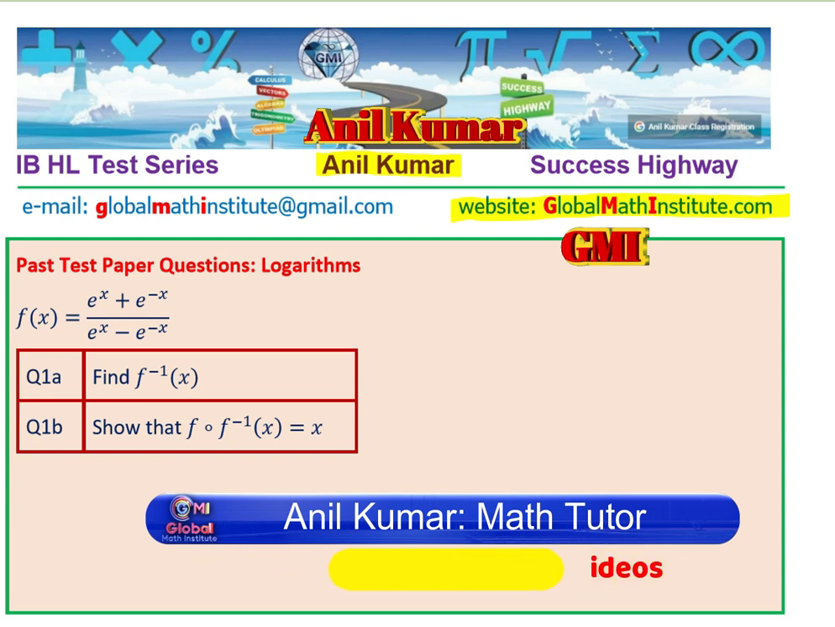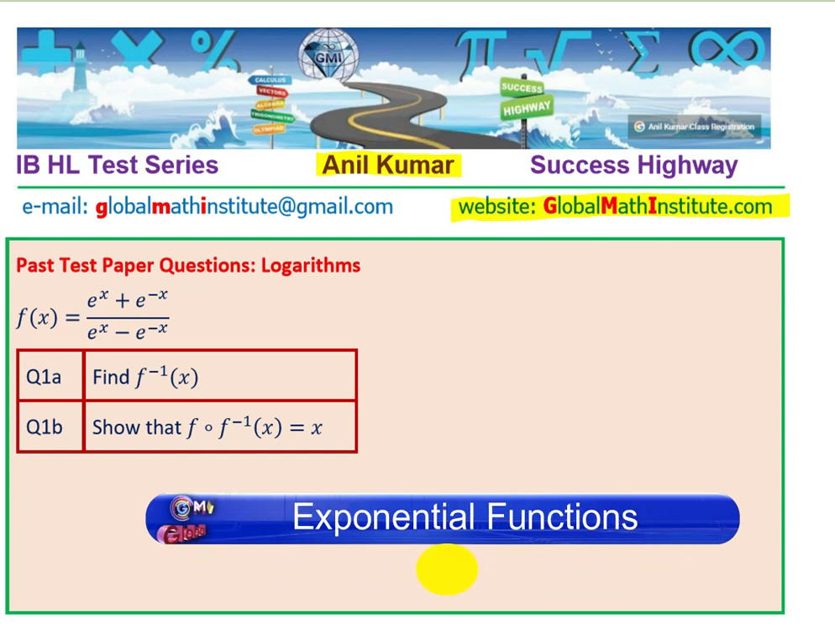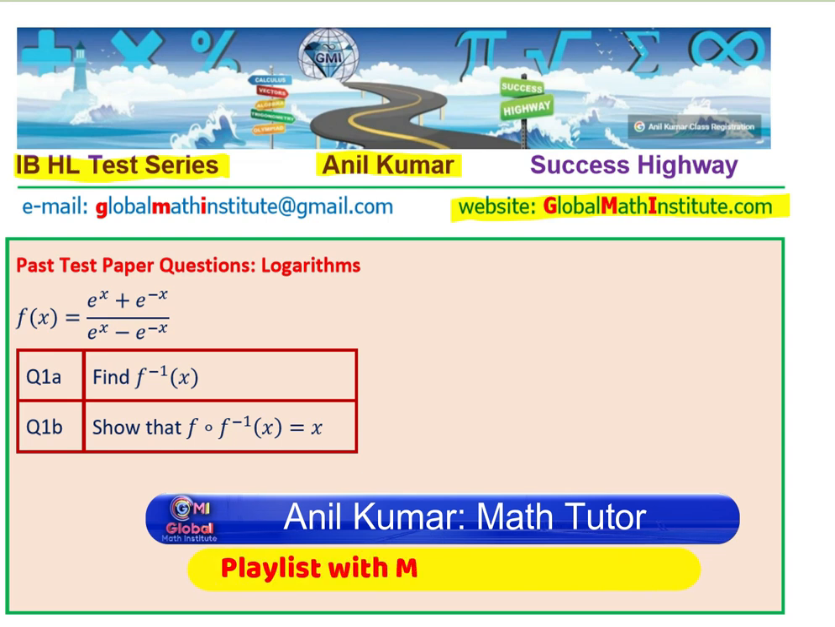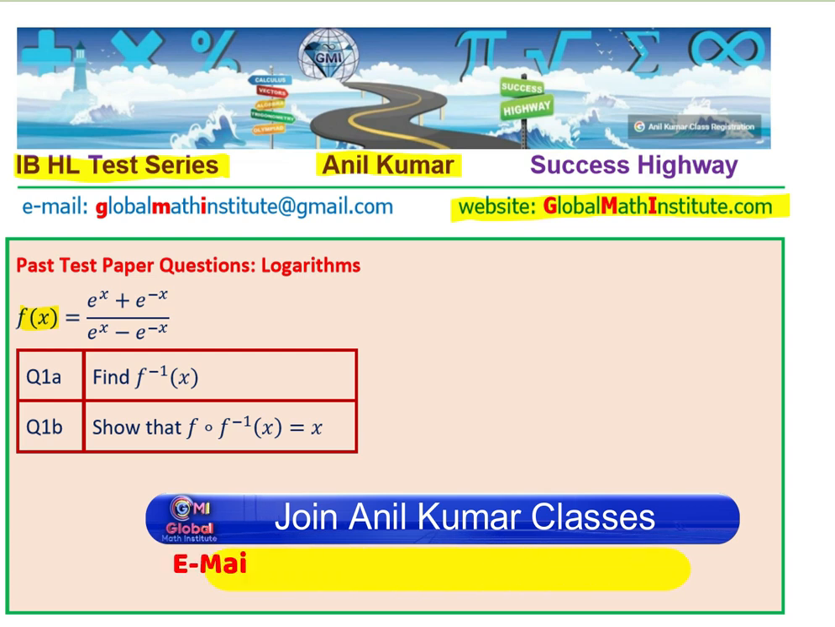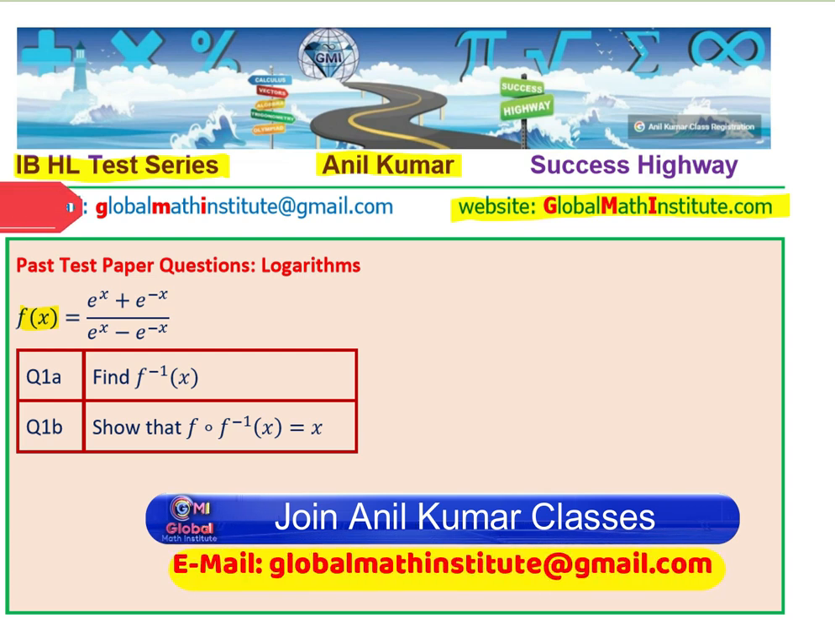Here we have a very beautiful question based on exponential functions. It is from an IBHL test paper. In this series, you will find many questions from past test papers, and if you go through the playlist, you will learn a lot. The question here is we are given the function f of x equals e to the power of x plus e to the power of minus x over e to the power of x minus e to the power of minus x.